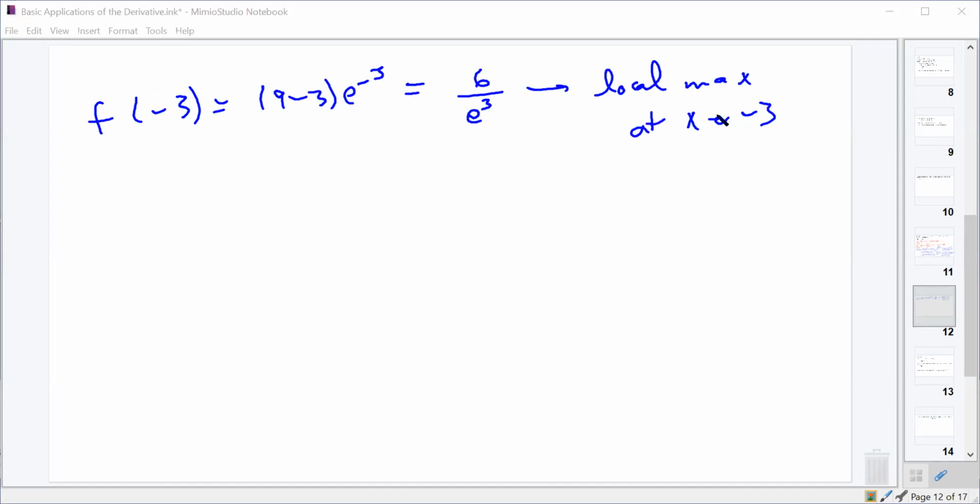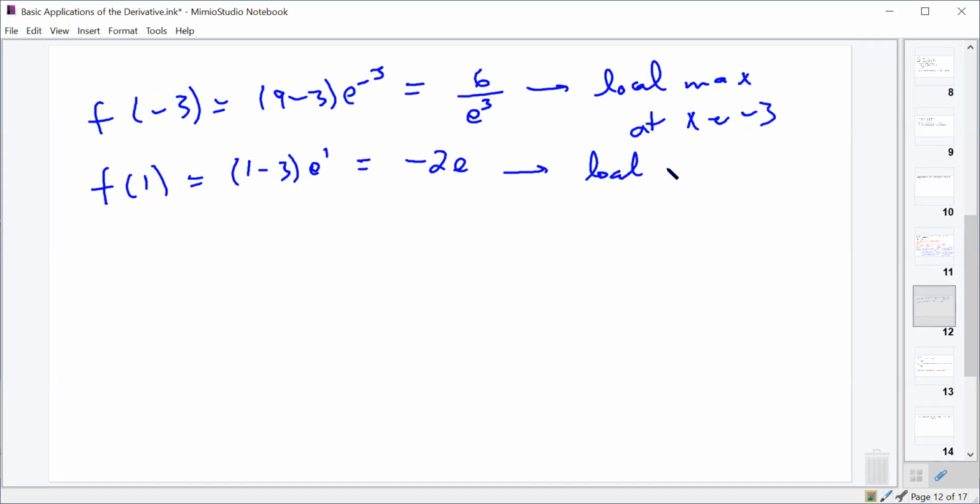And then to figure out f of 1, we'll just plug 1 in. 1 squared minus 3 times e to the first, or negative 2e, and that value is a local min, and it's at x equals 1. Everybody good with that?